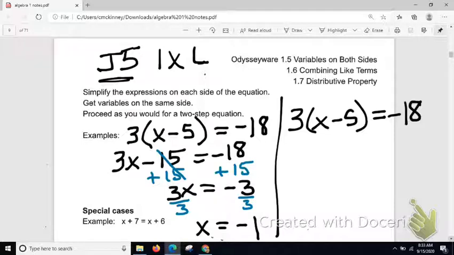Hopefully that makes sense to you. Now I'm going to show you another way to do it. That is what they're going to show you in IXL if you miss the problem. And it's actually a little shorter.